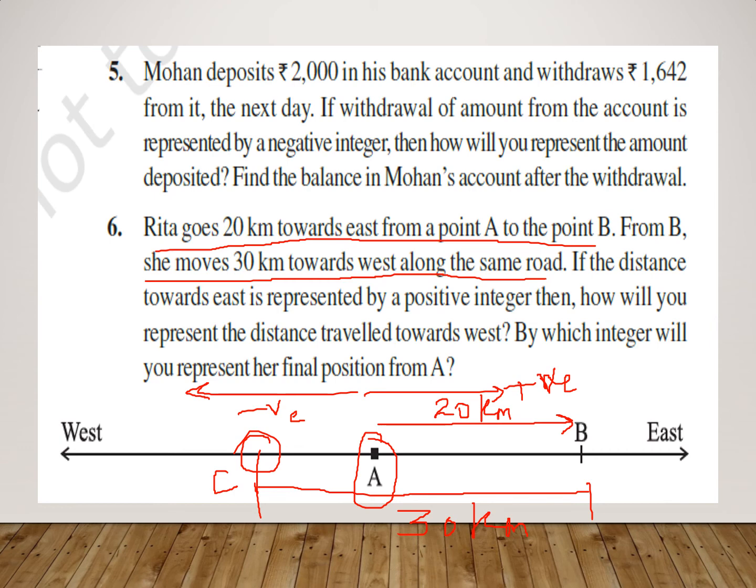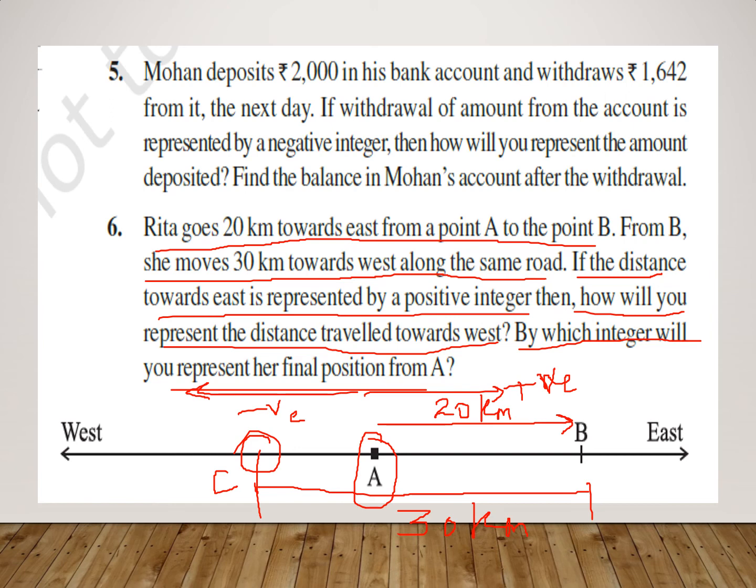Now, what is it saying? If the distance towards east is represented by a positive integer, we have taken that only, then how will you represent distance traveled towards west? Very simple. If we are taking towards east as positive, we will have to take towards west as negative. If we are taking towards north as positive, we will take towards south as negative. Okay. Now, by which integer will you represent her final position from A?